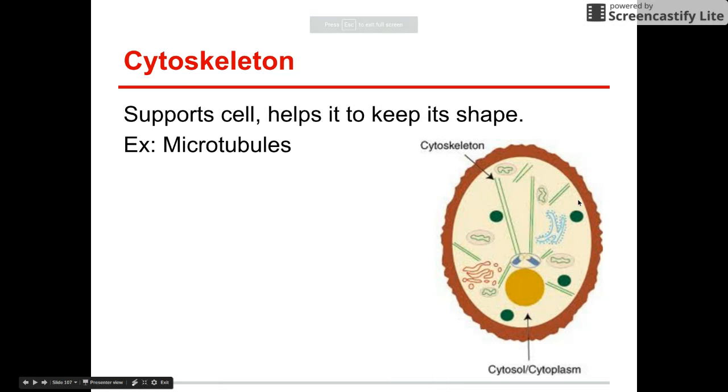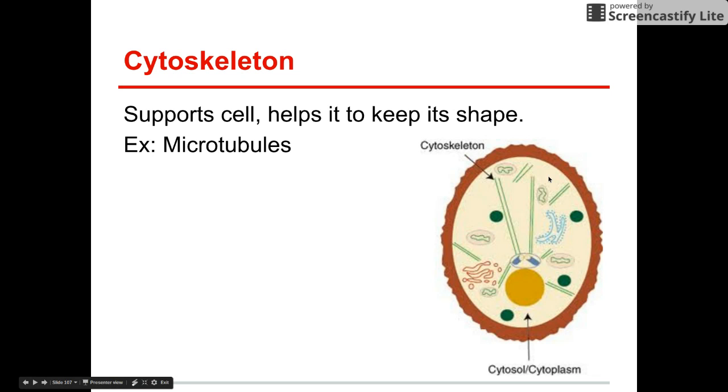All right, cytoskeleton. Even though animal cells don't have a hard cell wall, they still have something that helps them so that they don't get crushed under their own weight. That's called a cytoskeleton. It helps the cell to keep its shape. It helps it remain three-dimensional, even though it's not hard. It doesn't have actual physical bones inside of it.